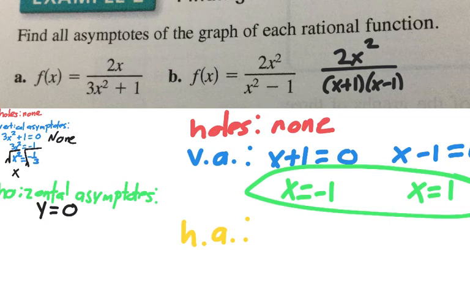If the degree of the numerator equals the degree of the denominator, then that means we have a horizontal asymptote at y equals a over b, where a and b are the leading coefficients. So what's the leading coefficient of the numerator? 2. Leading coefficient of the denominator? 1. So my horizontal asymptote occurs at y equals 2 over 1, which simplifies to be y equals 2.